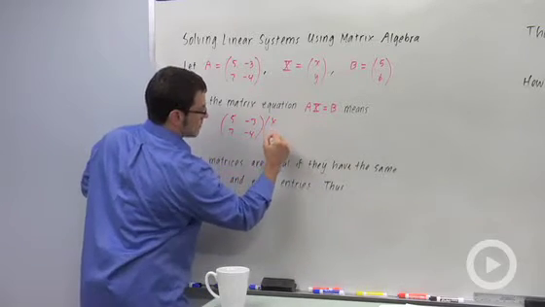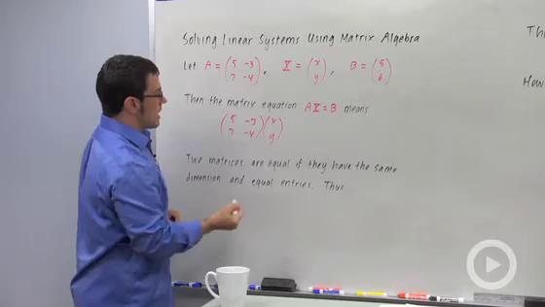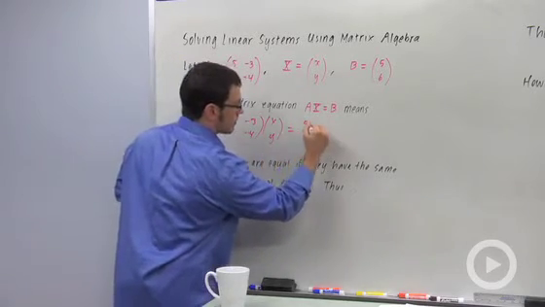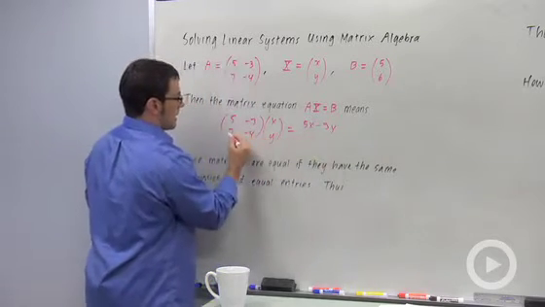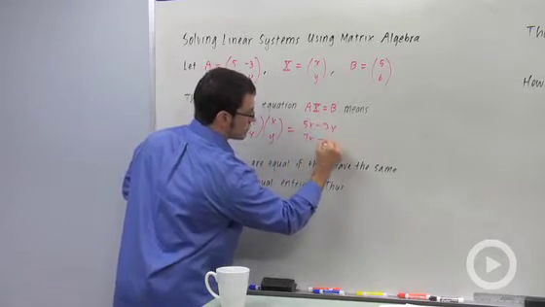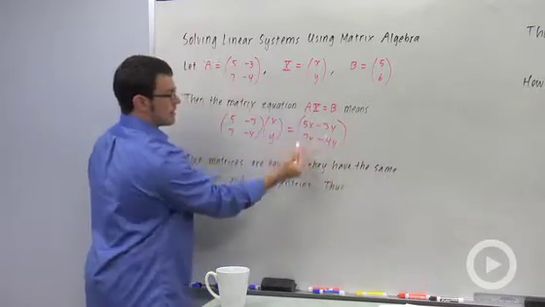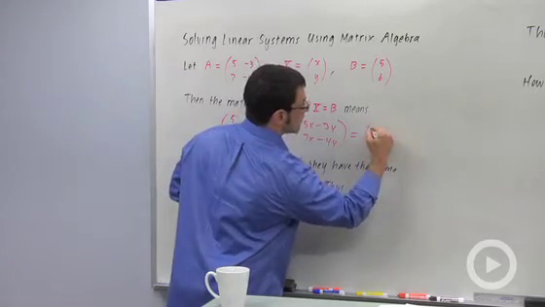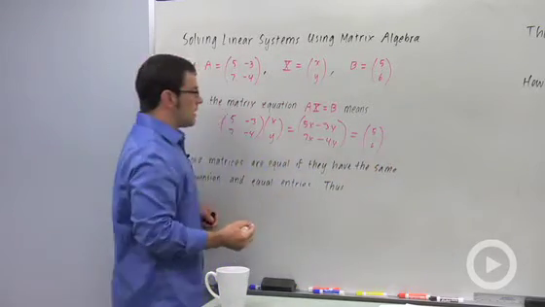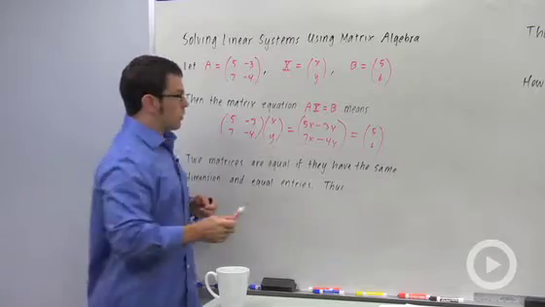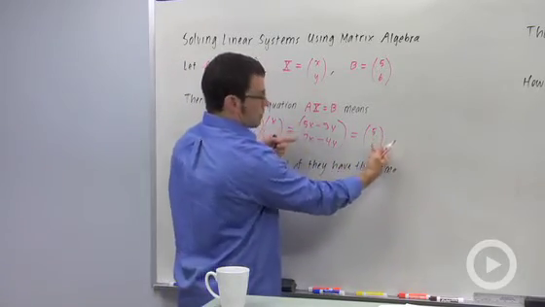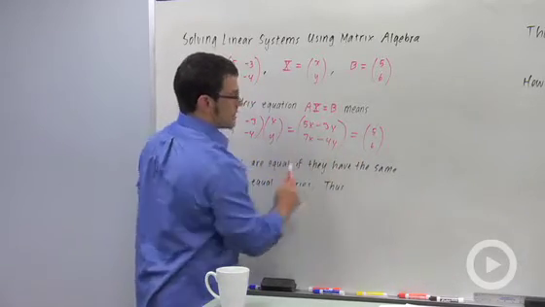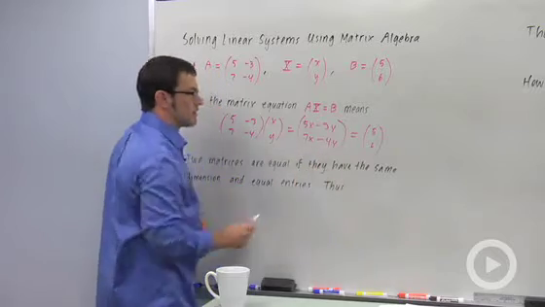X is [x; y], the 2 by 1. And if I multiply this, I get 5x minus 3y, and I get 7x minus 4y. Right? I get this 2 by 1 matrix, and that matrix equals B, [5; 6]. Now, you know that two matrices are only equal if they have the same dimensions, they're both 2 by 1, and they both have the same exact entries. So 5x minus 3y has to equal 5, and 7x minus 4y has to equal 6.